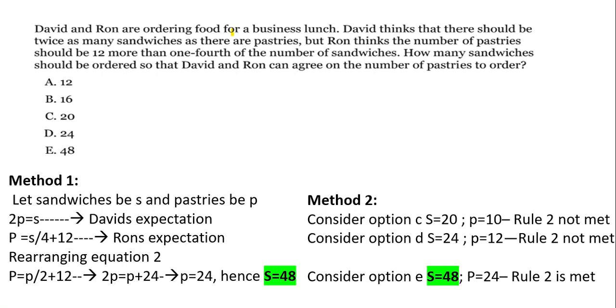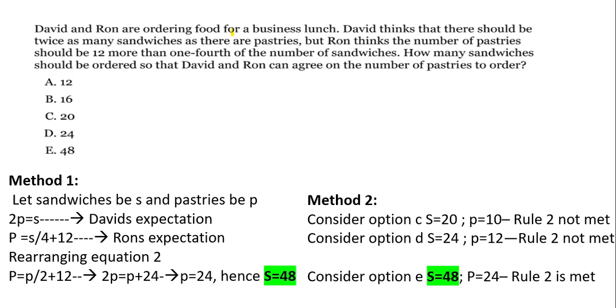Hey everyone, let's discuss another simple algebraic question from the official GMAT. Here we have been told that there is food being ordered for lunch, and there are two friends who have a certain set of conditions for the sandwiches and pastries that they are ordering.